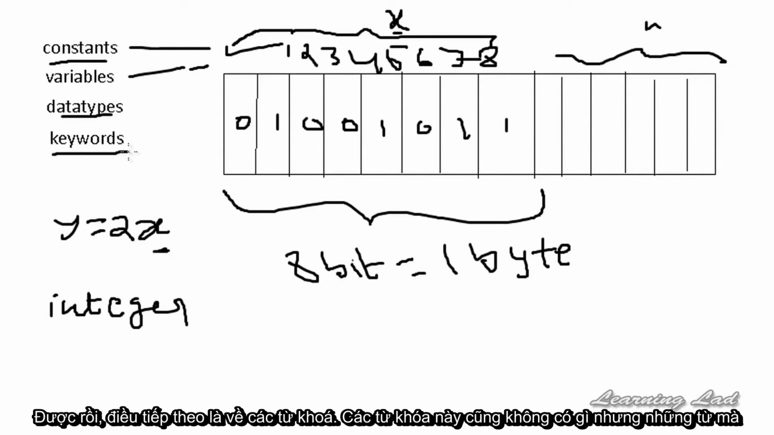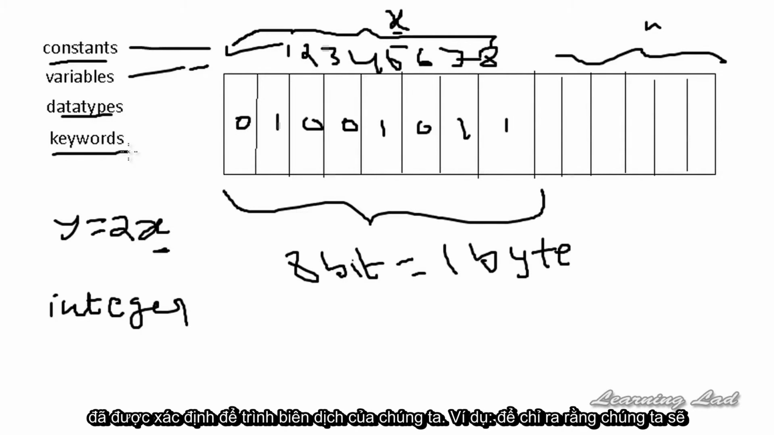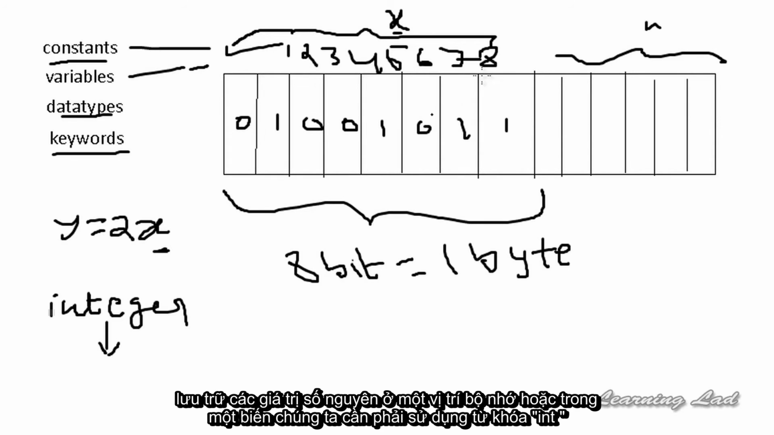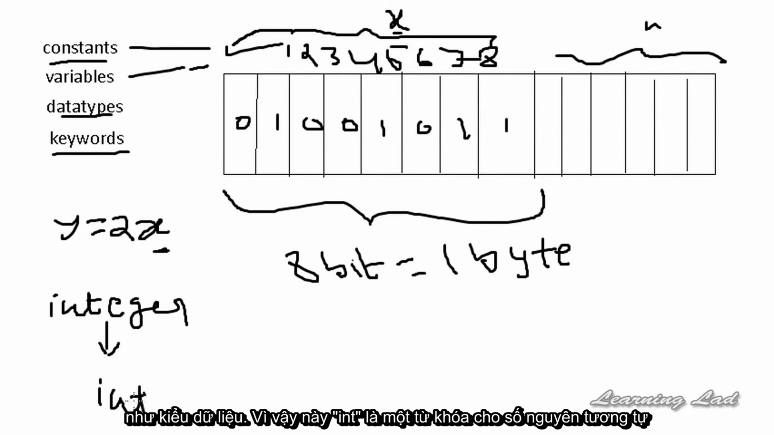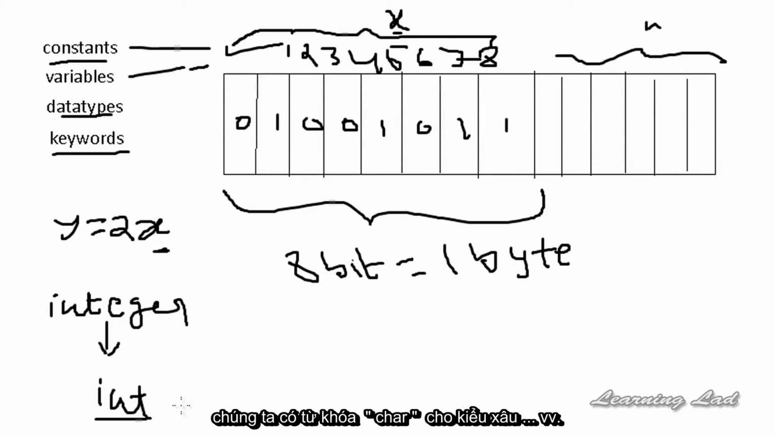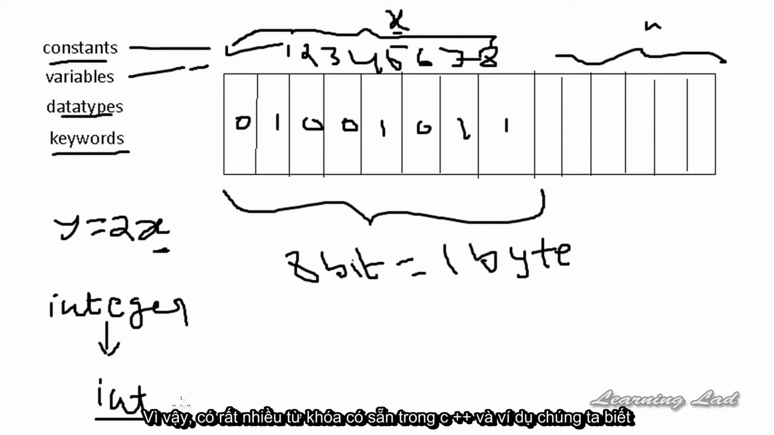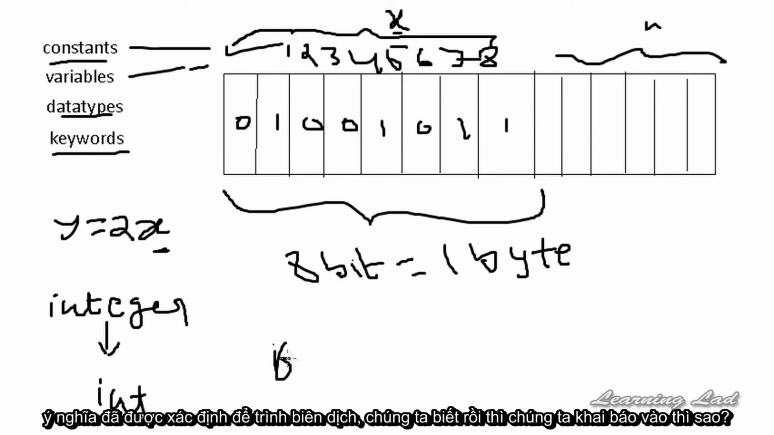Alright, the next thing is about the keywords. These keywords are nothing but the words whose meanings are already defined to our compiler. For example, to indicate that we are going to store integer value in a memory location or in a variable, we need to use the keyword int as the data type. So this int is a keyword for integers. Similarly, we have float for floating, then char for character, then bool for boolean, etc. So there are many keywords available in C++, and for example, we have if, whose meaning is already defined to the compiler. We have for, we have switch, and many are there.